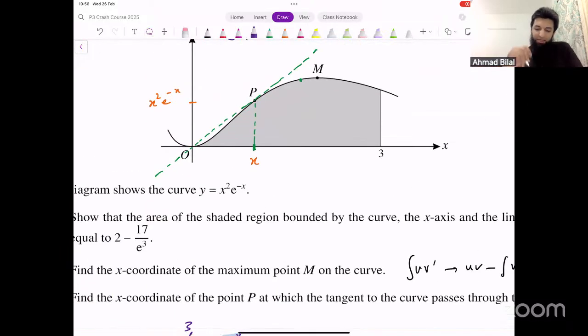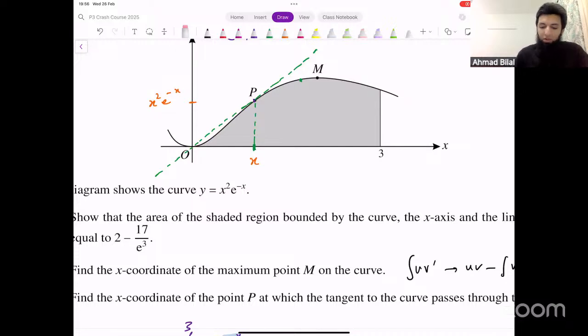Now, if the tangent at P has to pass through the origin, another way to think about this could be that the gradient of the curve at the point P should be the same as the gradient of the line OP. It should be the same as the gradient of the line OP.